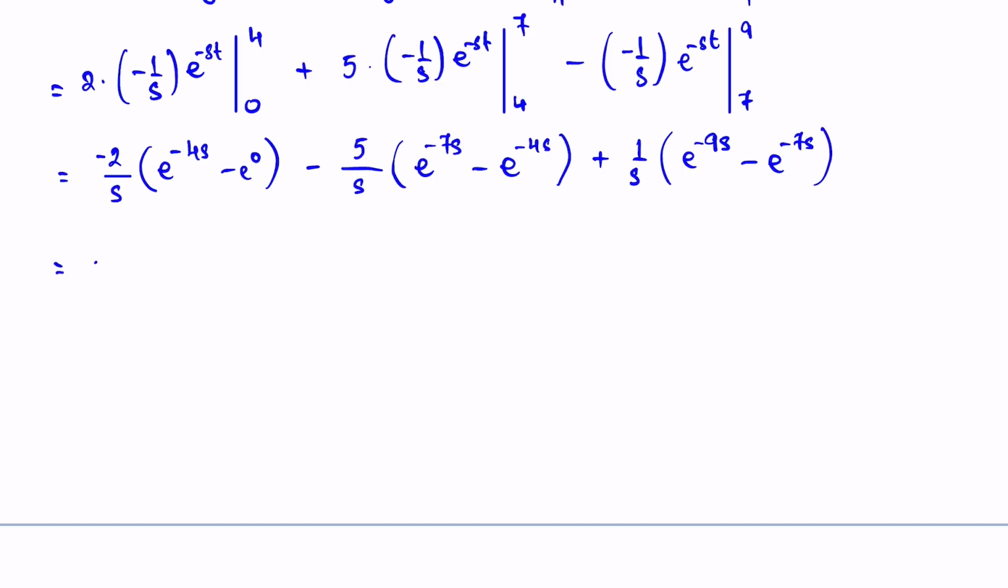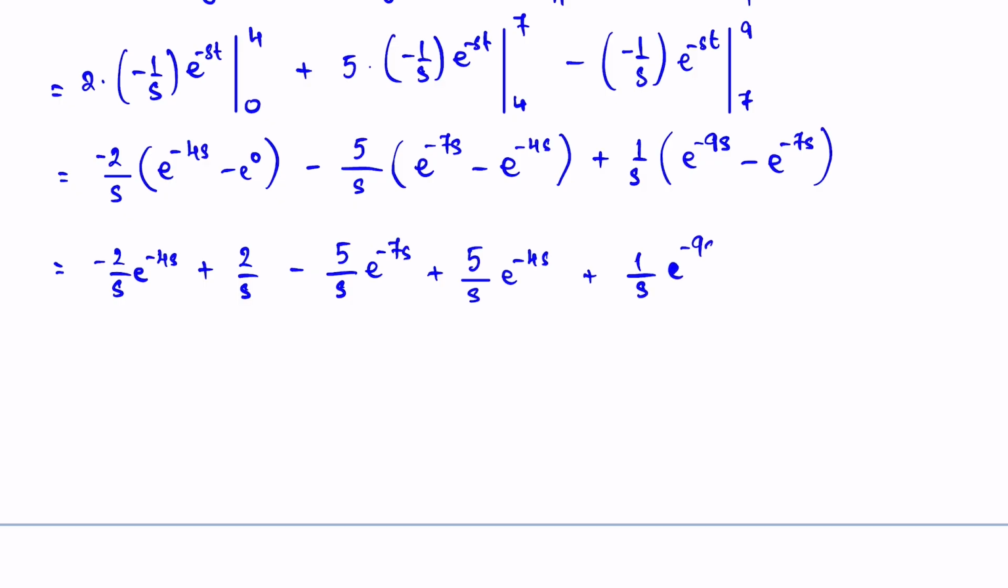So negative 2 over s times e to the negative 4s. So I distribute and then combine like terms. Then plus 2 over s. So negative 2 over s times negative 1 here. That's why I have positive 2 over s. Minus 5 over s times e to the negative 7s plus 5 over s times e to the negative 4s plus 1 over s times e to the negative 9s minus 1 over s times e to the negative 7s.